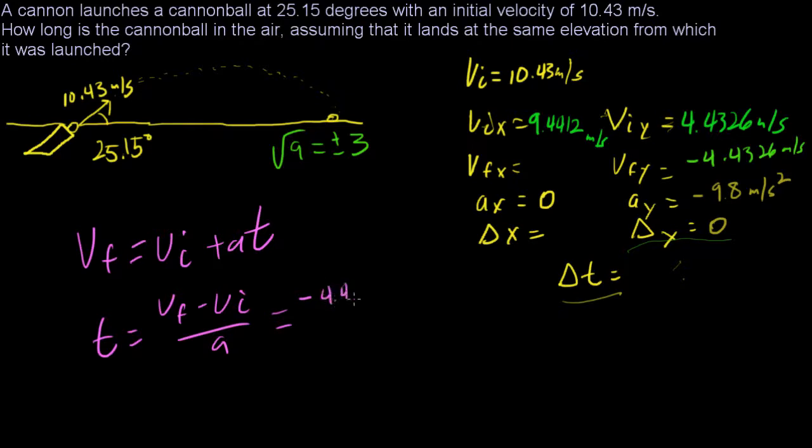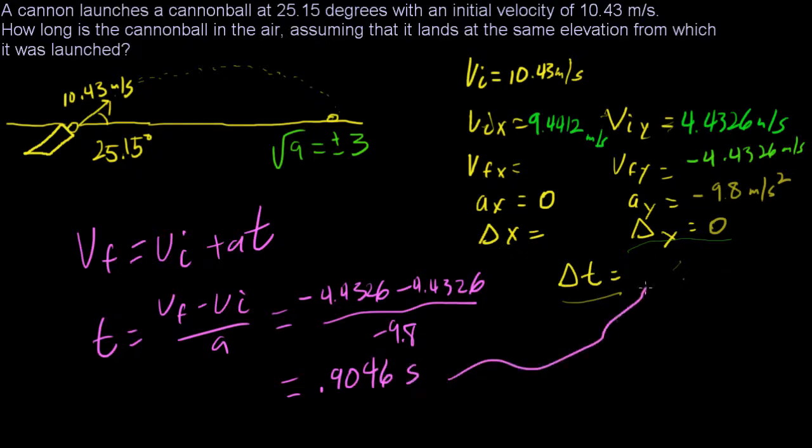So negative 4.4326 minus 4.4326. This difference is not 0 over negative 9.8. And so that ends up being 0.9046 seconds should be our delta t.